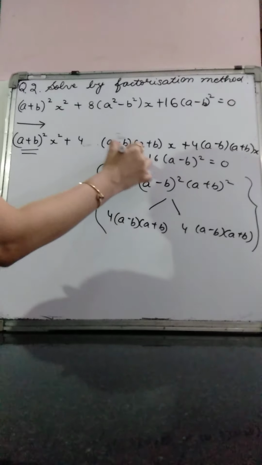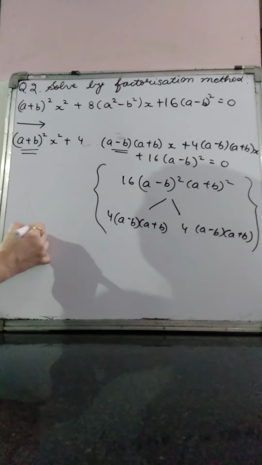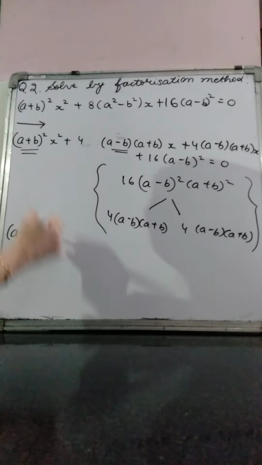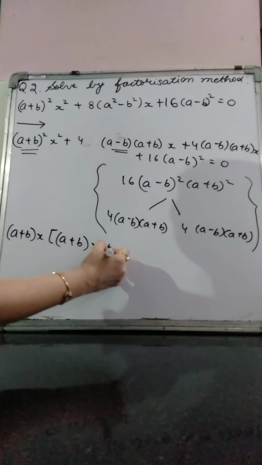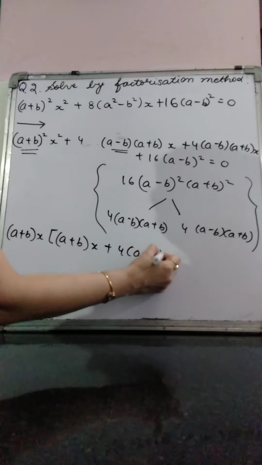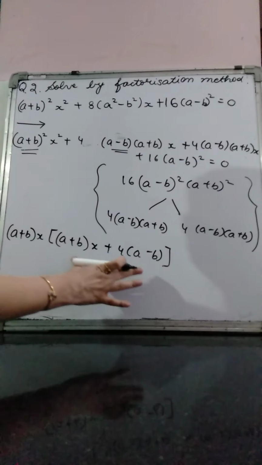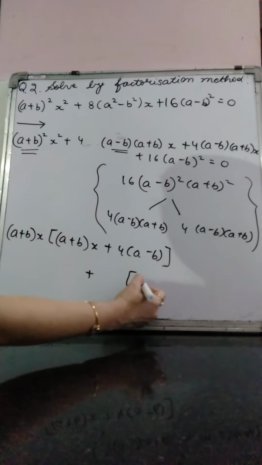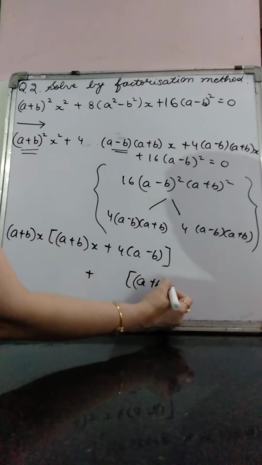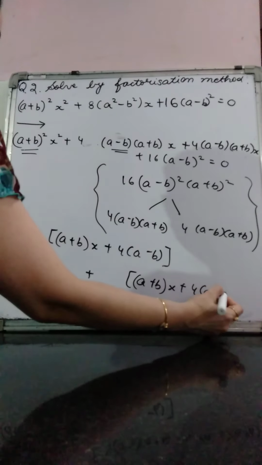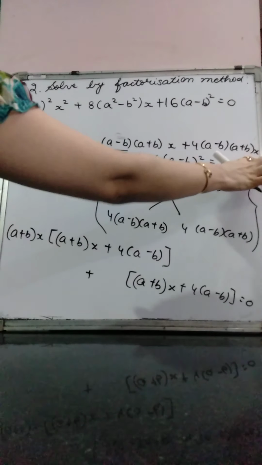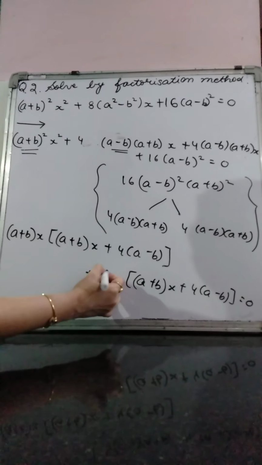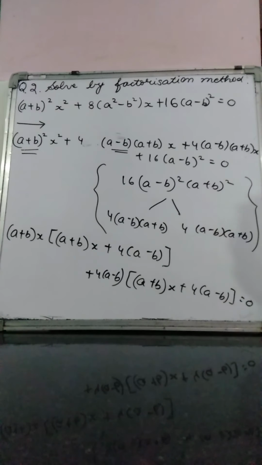Take (a plus b) common and x common. Write the term (a plus b)x plus 4(a minus b). Write the same term here, (a plus b)x plus 4(a minus b). The coefficient of (a plus b)x will be 4(a minus b).